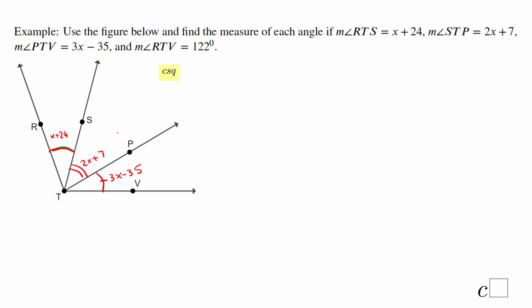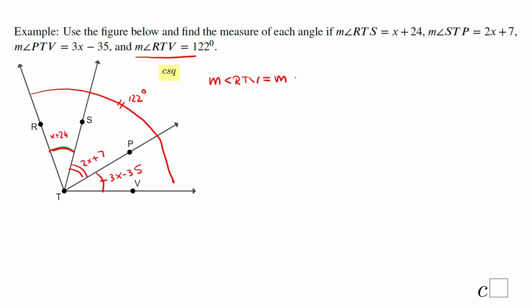Okay, so these are the expressions given for each angle, and we have one more piece of information. The measure of angle RTV, this big angle, is 122. So you may look here, 122 degrees, it's too much on the picture, but sometimes that helps. Okay, we need to find the measure of each angle. So what do you think I'm going to write here? I'm going to write exactly what we've seen before. The measure of angle RTV, the biggest angle, is equal to what?